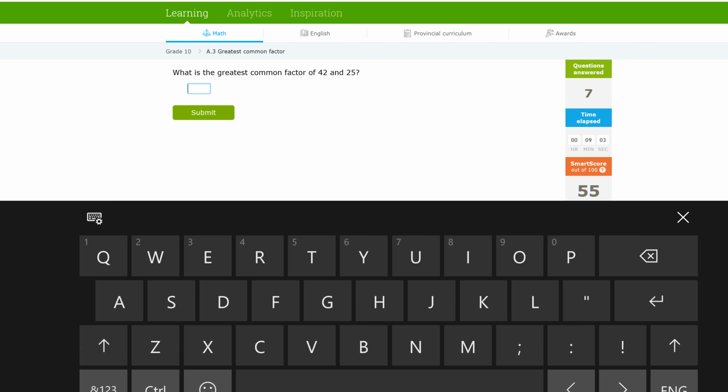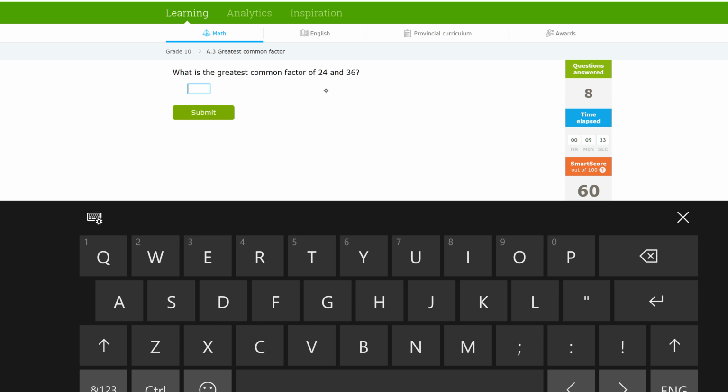42 and 25. I'm getting stuck. Think about 25. 25 is 5 times 5. And 5 doesn't divide 42 though, so we will go for 1. If you couldn't find one, then 1 is always a common factor. So 1 is the common factor all the time. Would it be 6? 6 doesn't divide 25.